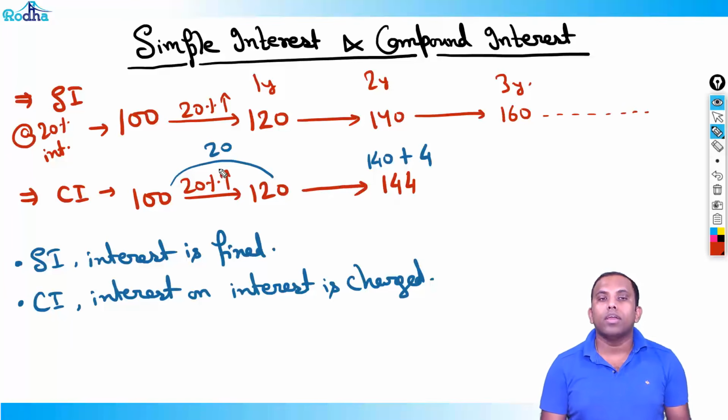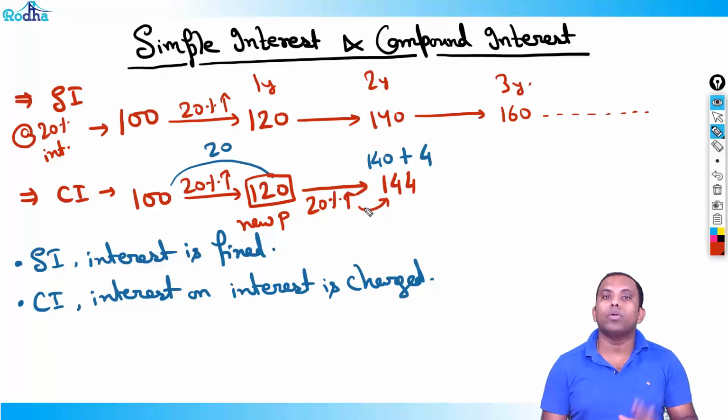You can see that interest on the previous year's interest is charged. That means interest on 100 plus interest on 20 rupees. So I can directly say that it is interest on 120. That means 120 is my new principal. This 120 will increase by again 20%, and it will directly give 144, right? So this is the new principal amount.